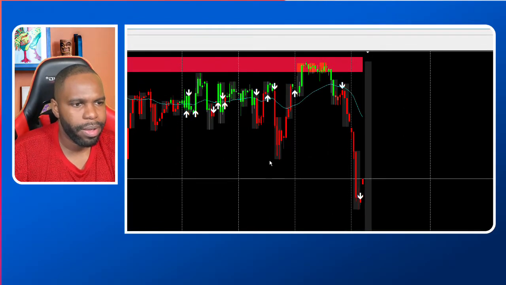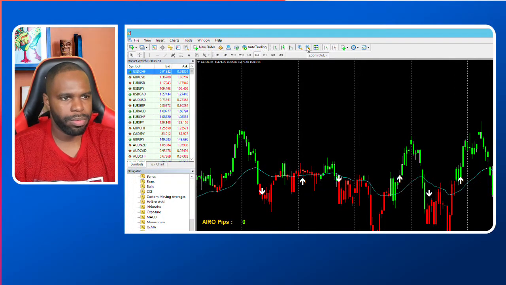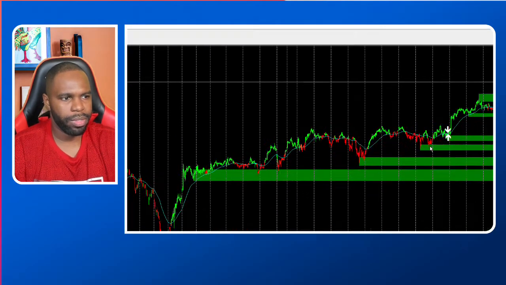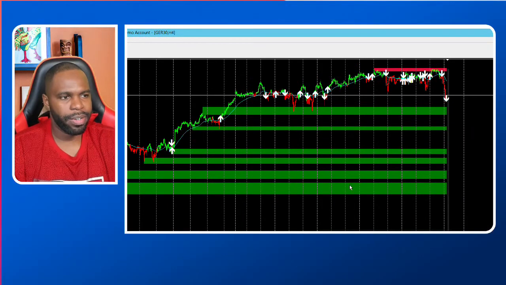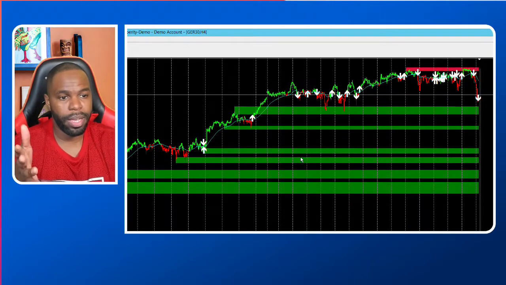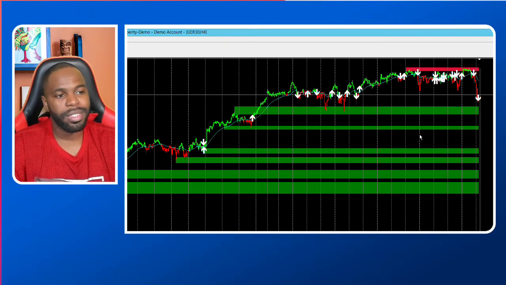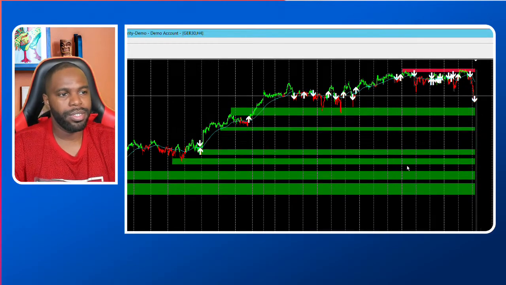What you want to do first is zoom out, and count the zones. Clearly, there's more green zones than red. You only have one red, so that means this is an uptrend. This is what we call an uptrend because we have more green zones than red zones. So this is clearly an uptrend.